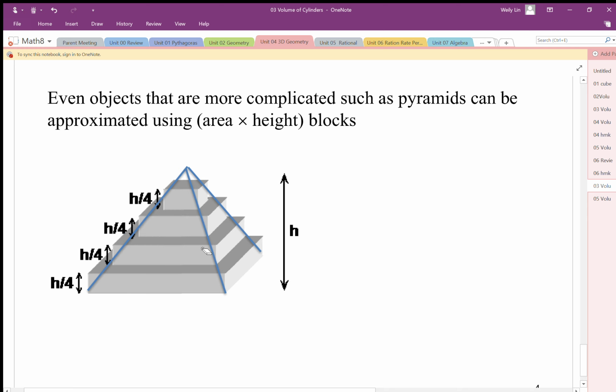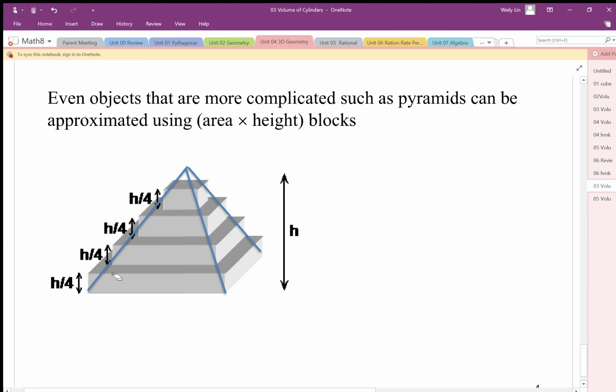And then we can do the same for the next slice. We can find the area of this piece, give it some thickness, and notice that if it's a little bit smaller, eventually we're going to go up in steps to the top. And we can smooth this out. We can make this more like a smooth pyramid by taking thinner and thinner slices. That would involve more calculations, more individual area times height calculations. But we can do this and we can actually approximate these volumes of more complicated objects.